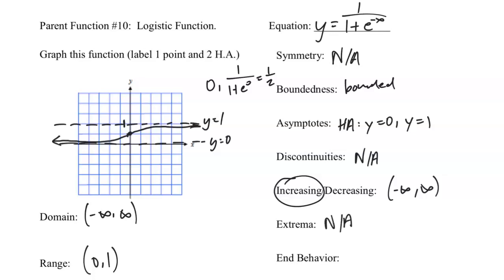It does not have any extrema, and its end behavior is very interesting because as you take the limit as x approaches negative infinity, and I think I did that out of order from what I've normally been doing, but this is the left end, that's going to be 0, and then the right end as x approaches positive infinity is going to equal the y value of 1.